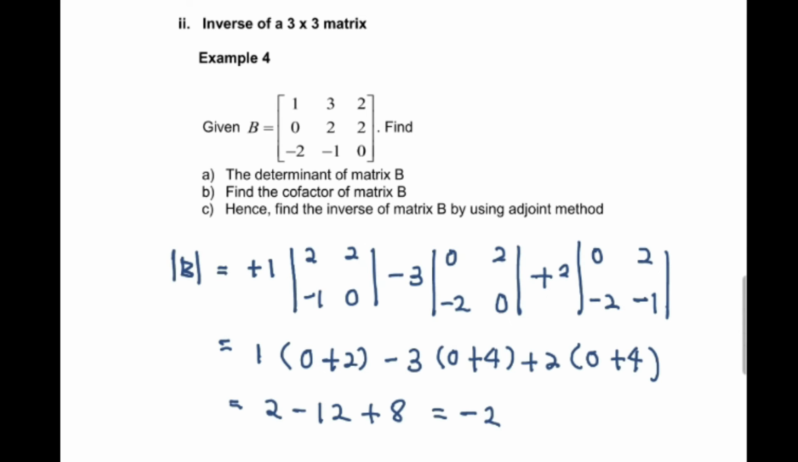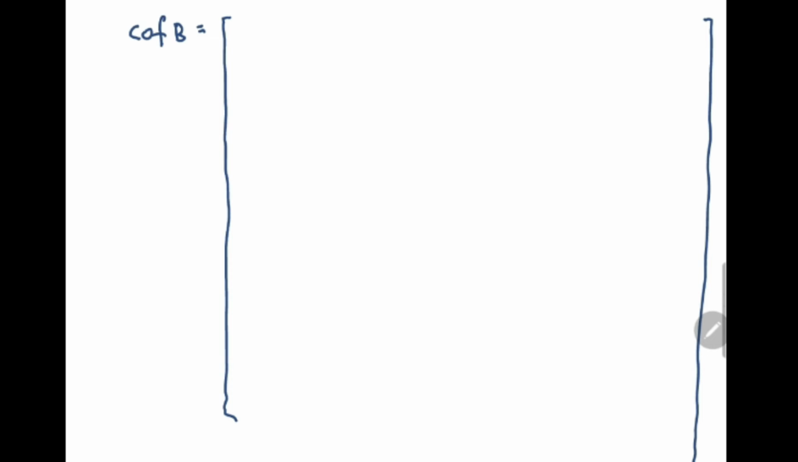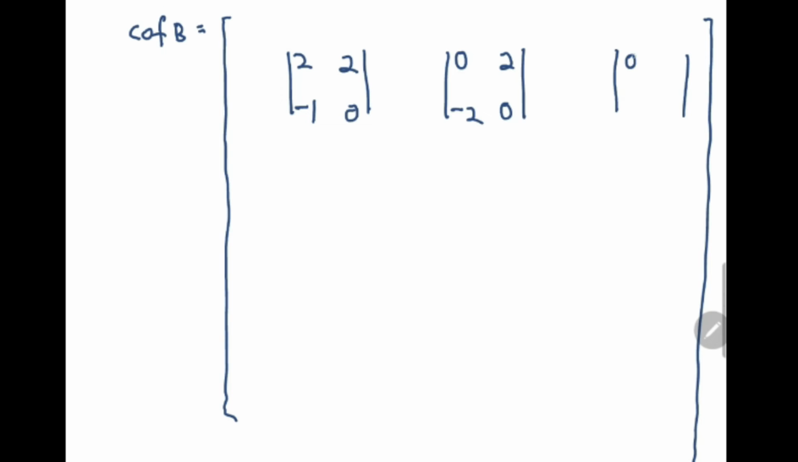Now we go to the second question, which is to find the cofactor of matrix B. Okay, the cofactor you have learned before. Now we take for the first row 2, 2, negative 1, 0, then 0, 2, negative 2, 0, and then 0, 2, negative 2, negative 1.